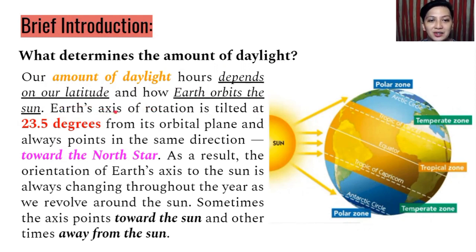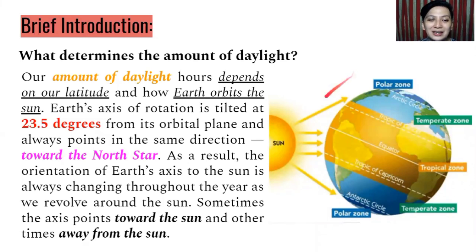Okay? And Earth's axis of rotation is tilted at 23.5 degrees. Kaya medyo nakalihis yung Earth natin. Am I clear? It is not totally at a right angle. It is tilted 23.5 degrees from its orbital plane and always points in the same direction, which is towards the North Star. Okay, as a result, the orientation of Earth's axis to the Sun is always changing throughout the year as we revolve around the Sun. So if we revolve around the Sun, that is automatically 1 year.